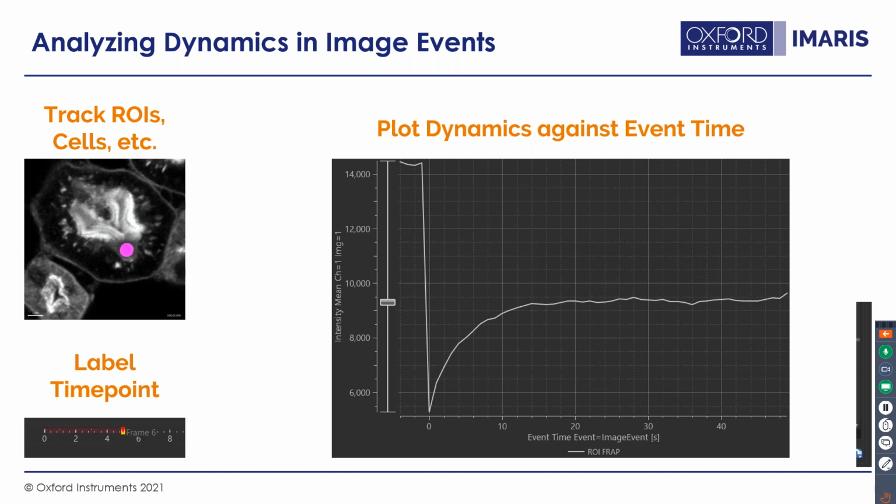And then I can go in and look at dynamics against that event time. In this case, it's the dynamics of the intensity change. So we can see the intensity was nice and high before the event. As the event happened, it dropped down quite low, although not completely to 0. You can see that. And then it started to gain again, and we saw the recovery of that fluorescence within that purplish pink region.